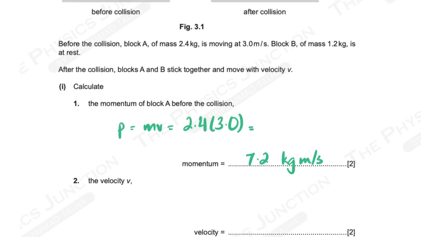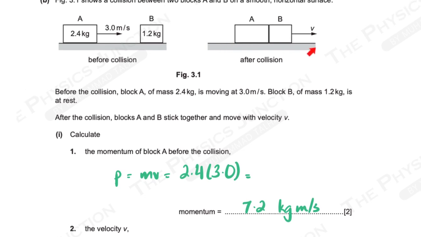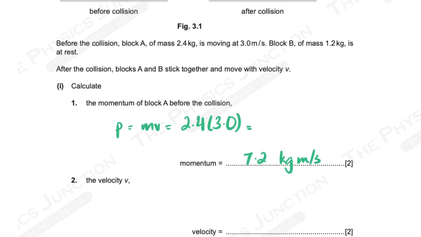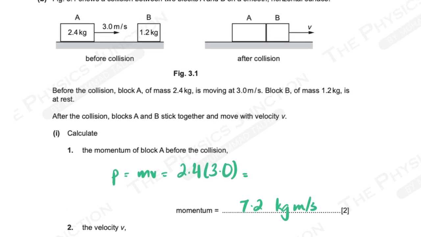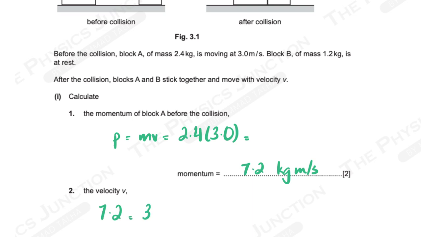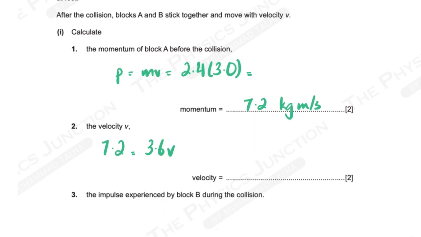Next part, the velocity v of the combined object. For this, you'll need to use the conservation of momentum. So total momentum before collision equals total momentum after. I've already found the total momentum before. So 7.2 equals total momentum after. Because this is a sticky collision, their masses would be added, equals 3.6 times its velocity, v. And from this, we get v as 2.0 meters per second.